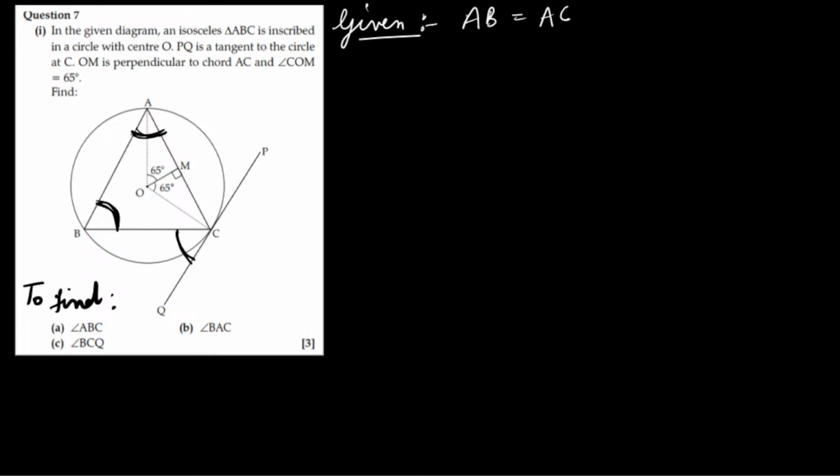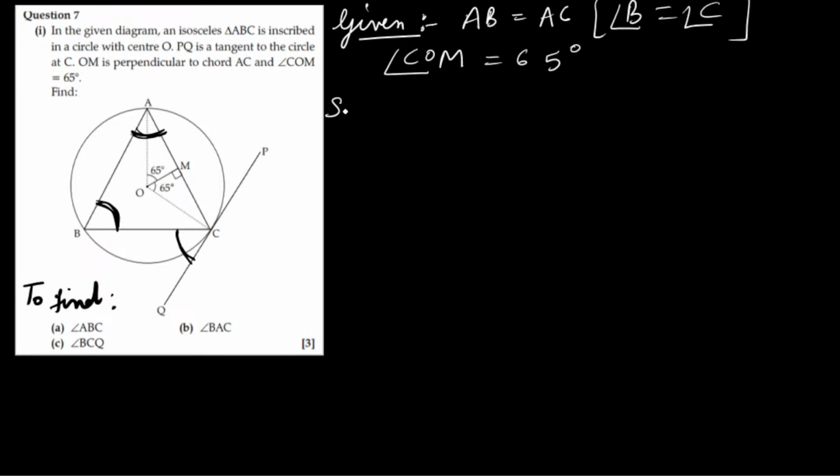Okay, so let's start. AB is equal to AC. In an isosceles triangle, if two sides are equal, angles opposite to equal sides are also equal. So angle B will be equal to angle C. So you can write in the given itself, angle B is equal to angle C. This is a property of isosceles triangle. Now what else is given to us? OM is perpendicular to chord AC. So this is 90 degrees, and angle COM is equal to 65 degrees.